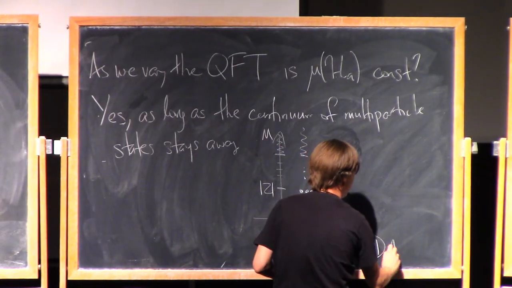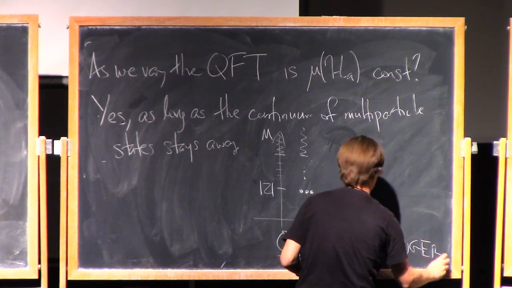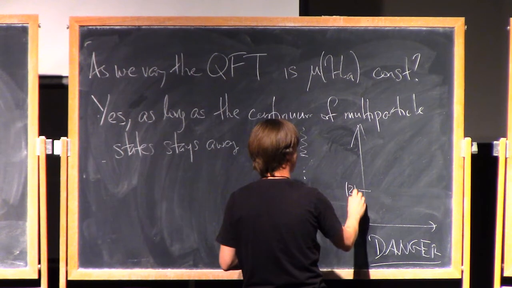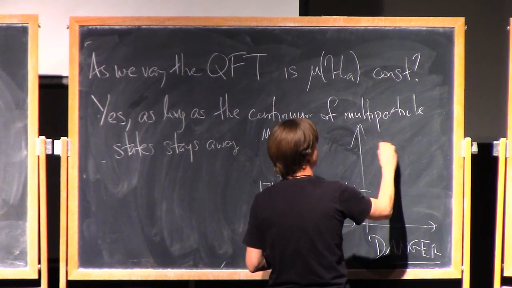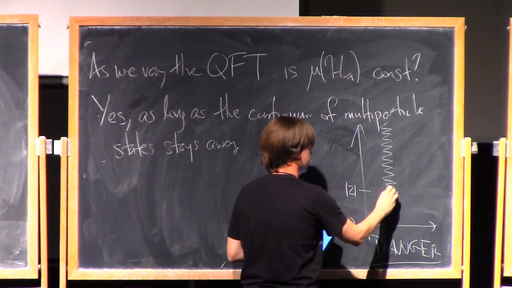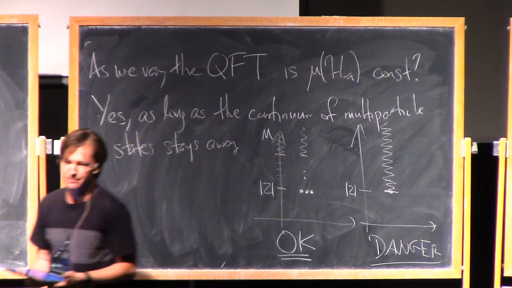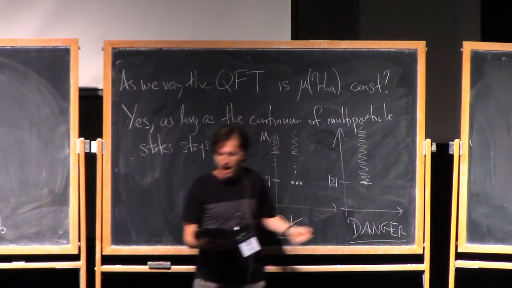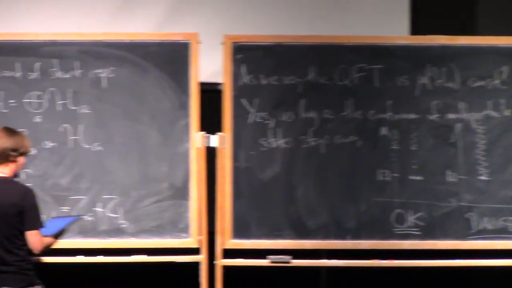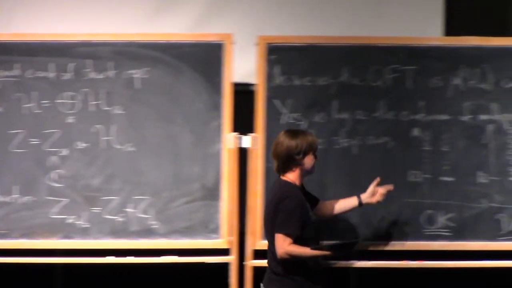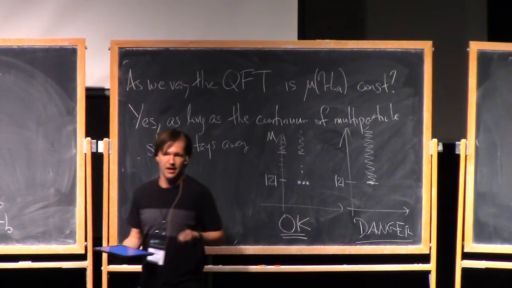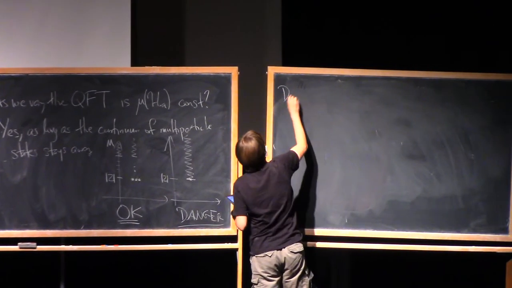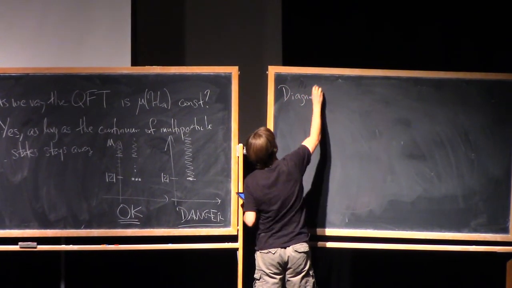And the situation that you don't want, the dangerous situation, would be if the continuum comes right down to the absolute value of z, the BPS bound. In that case, you can at least imagine a problem, and it'll turn out, in fact, that there is a problem. So, this talk about multiparticle states maybe seems a little abstract, so let me try to make it concrete, as a kind of diagnostic for what we're going to be looking for when we do the example.